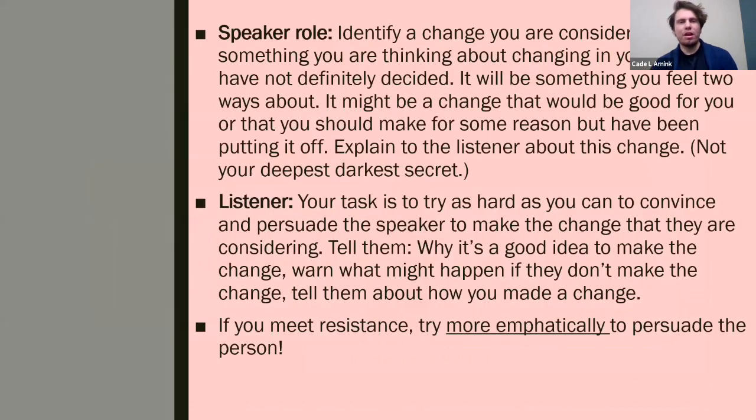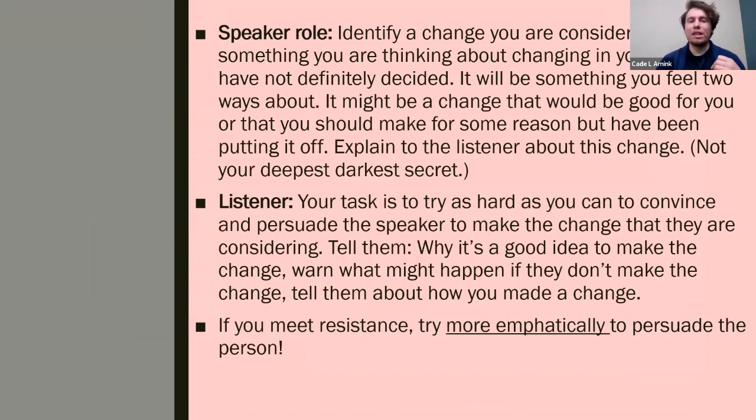If you're the speaker, identify a change you are considering, something you're thinking about changing in your life, but you have not definitely decided. It should be something you feel two ways about. It might be a change that is good for you or something that you've been putting off. Explain to the listener about this change. And again, please only talk about something you're comfortable sharing, something that can be talked about in a 5-minute conversation. We don't want anyone to explore deep secrets. And if you're the listener, your task is to try as hard as you can to convince and persuade the speaker to make the change that they are considering.